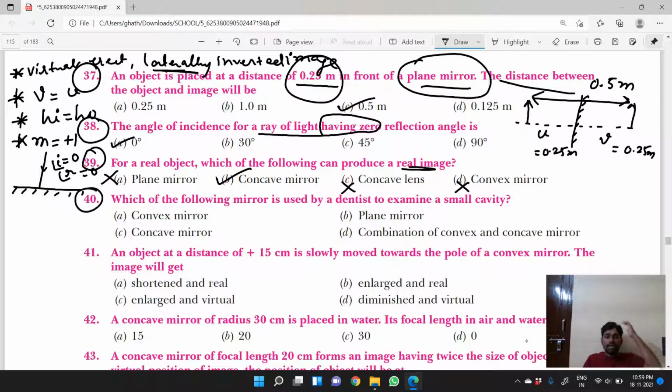Question number 40. Which of the following mirrors is used by the dentist to examine a small cavity? There is a mirror which shows always a virtual enlarged image. That mirror is used. That is a very familiar question to you. That is nothing but the concave mirror. So okay, my dear students, in the next video, I will explain the remaining questions.